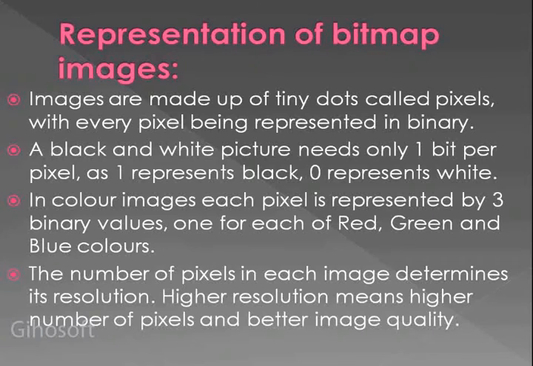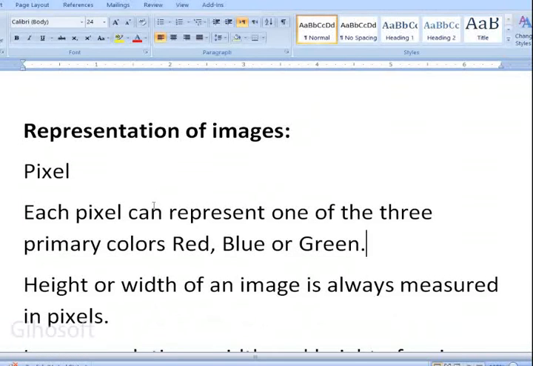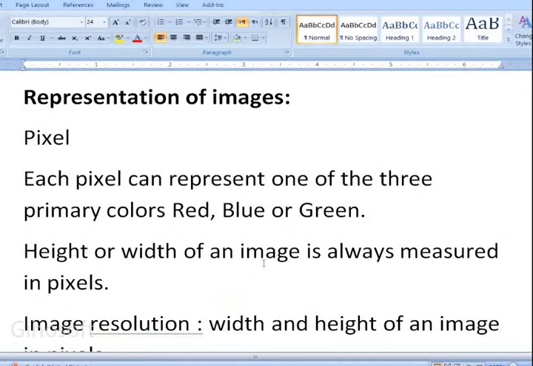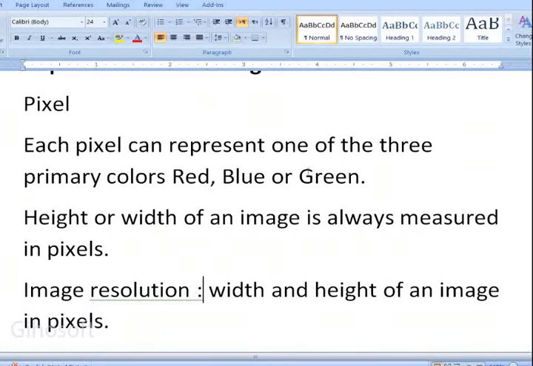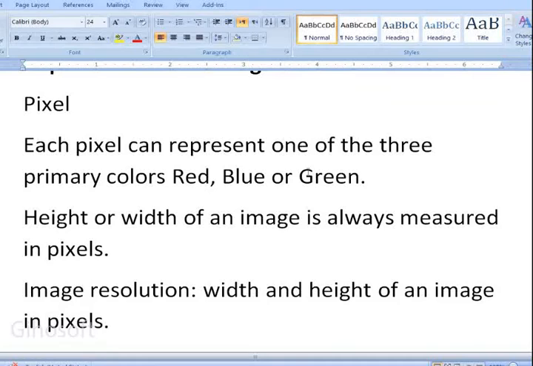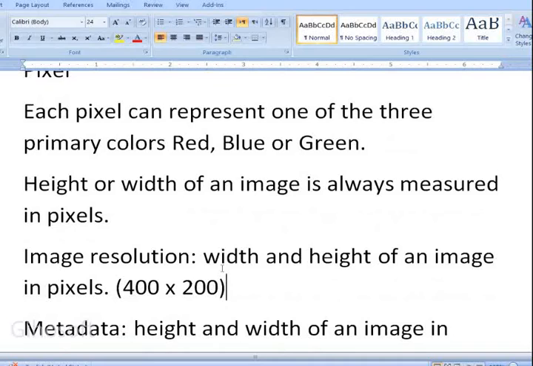Now that you know what a pixel is, the next thing you should know about an image, which we have basically already discussed, is that the height or width of an image is always measured in pixels, and image resolution is the dimension of an image, meaning the width and height of an image written in pixels, in something like this: 400 multiplied by 200. This basically means the width of the image is 400 pixels and the height is 200 pixels. This is known as image resolution.